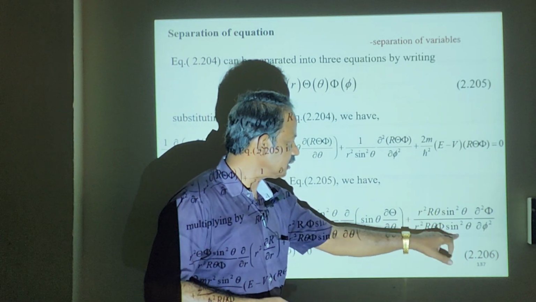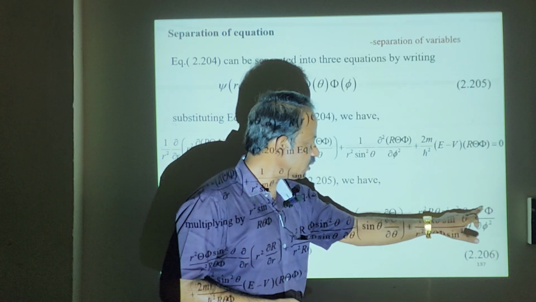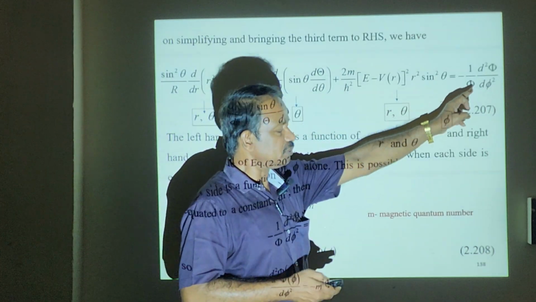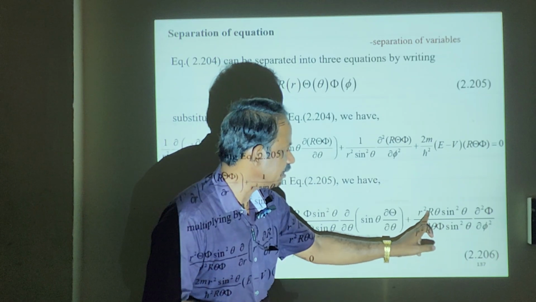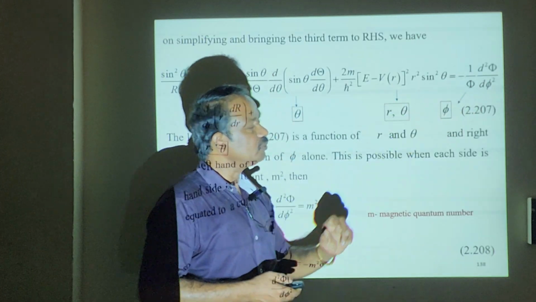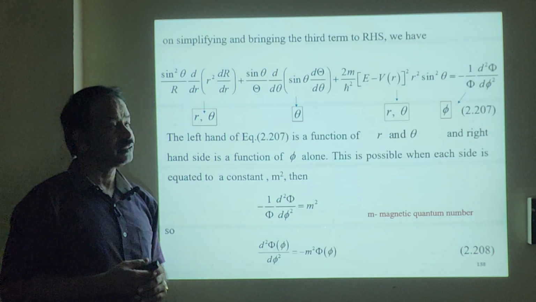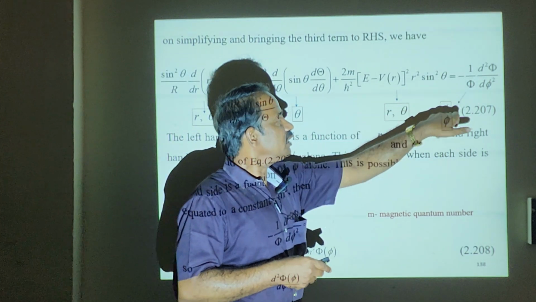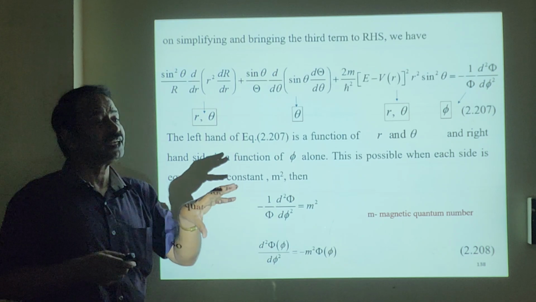You strike all the similar terms, you will get d squared phi by d phi squared alone. See, I have pulled out 1 by phi. Of course, you have 1 by phi. R theta will cancel. So this will give you that side. I'm going to bring it to the right hand side. That will give you minus 1 by phi d squared phi by d phi squared. It depends only on phi. We have now separated phi out.